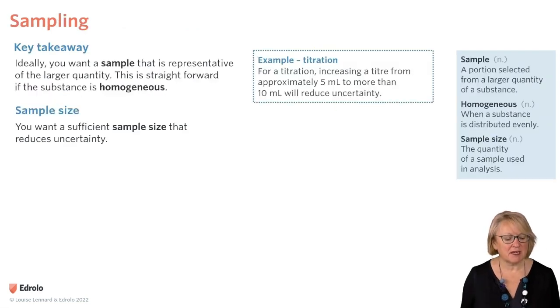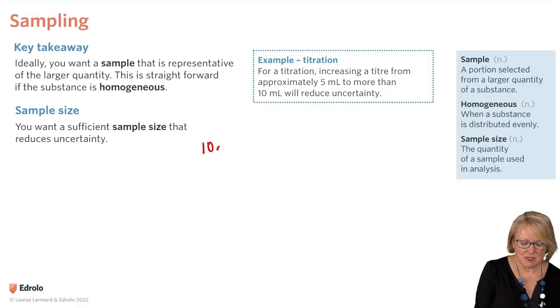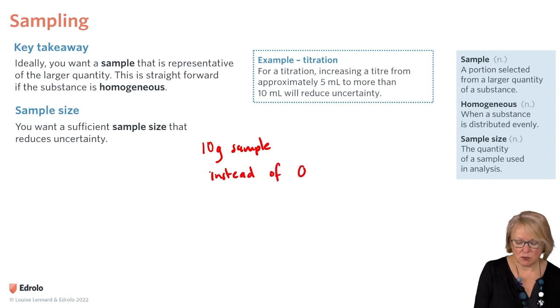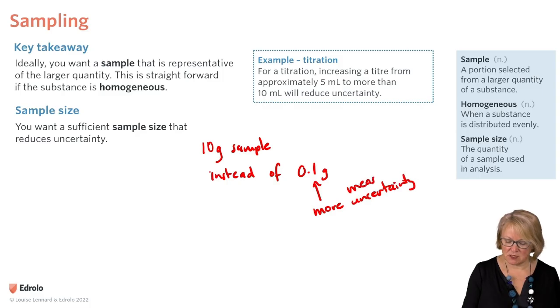Okay, so sampling. Ideally you want a sample that's representative of a larger quantity. And this is straightforward if the substance is homogeneous. In other words, that it's distributed evenly throughout the material. You also want a sufficient sample size that reduces uncertainty. So you might choose a 10-gram sample instead of a 0.1 gram sample because there'll be more measurement uncertainty with the smaller value.